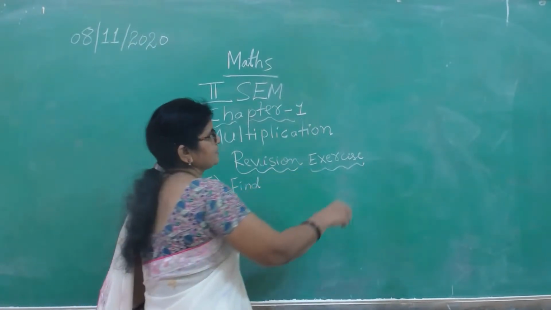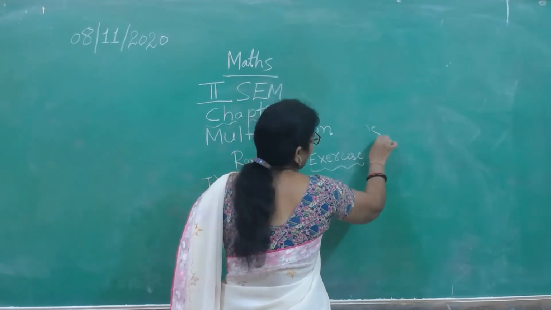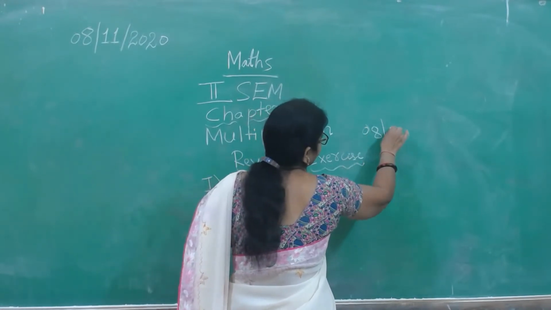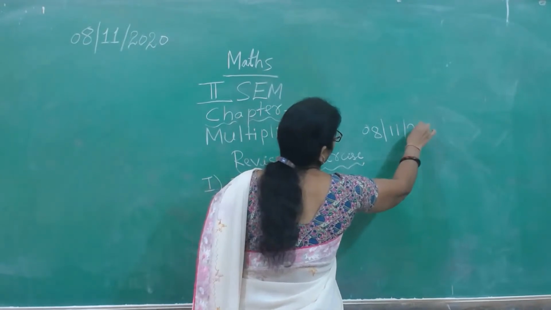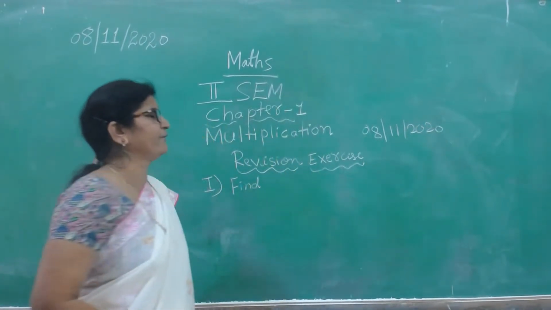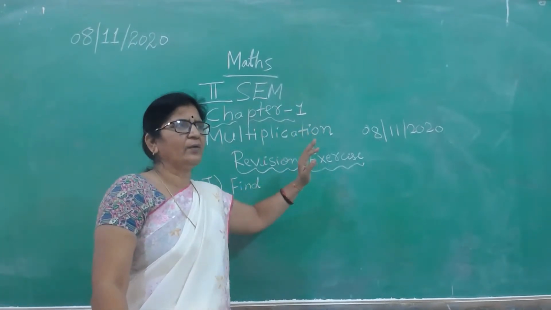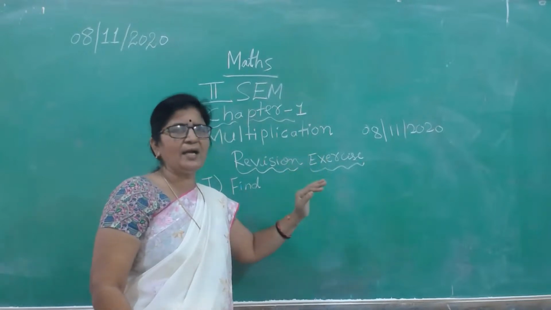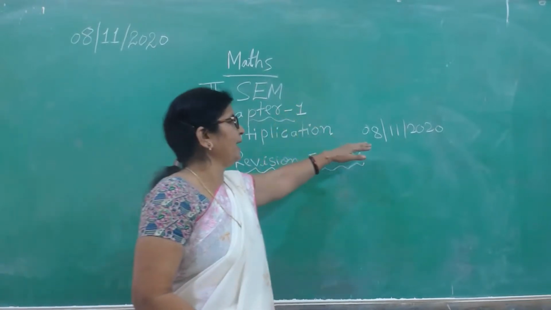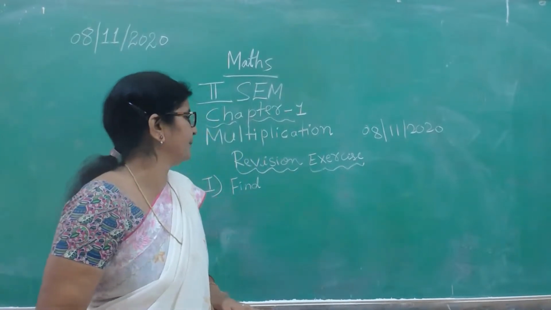And students, before you start writing, you have to write today's date, that is 8/11/2020. It is very compulsory, students. Earlier, the first time, you did not write dates. Please write the date whenever you are going to start. First, write the date and then start the chapter.